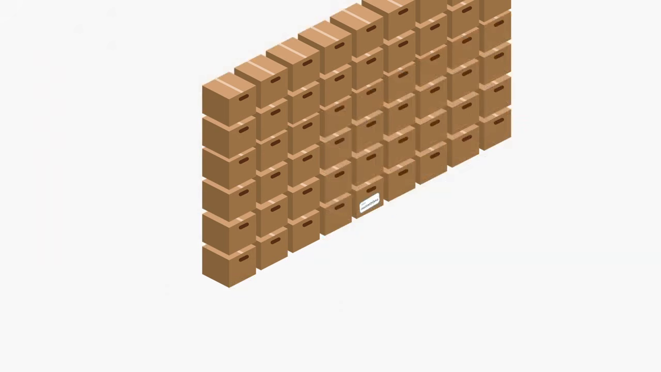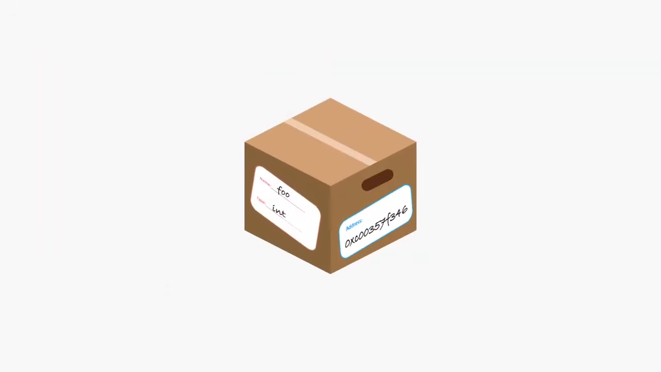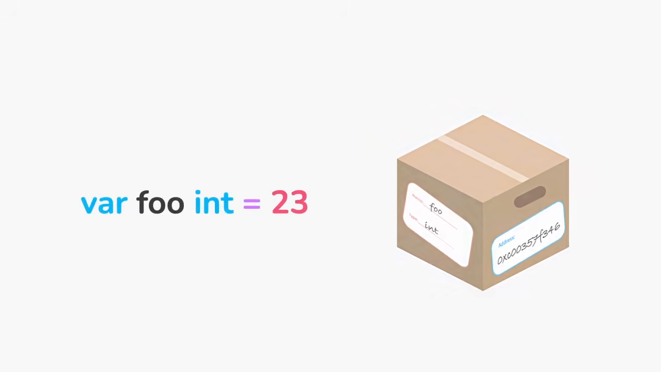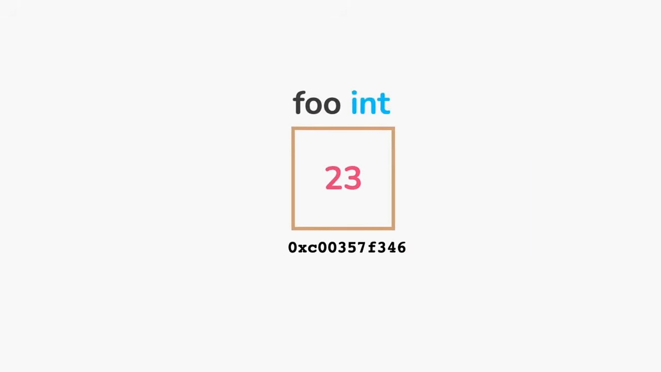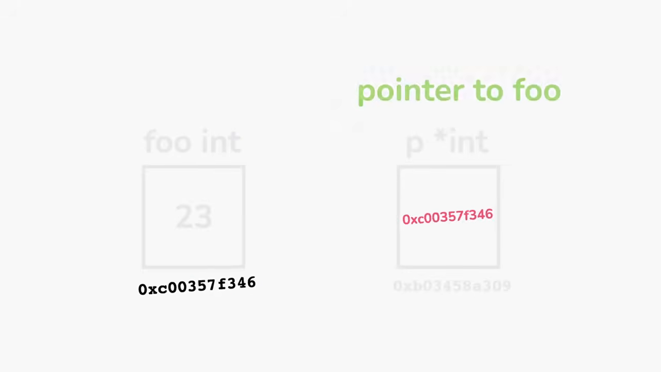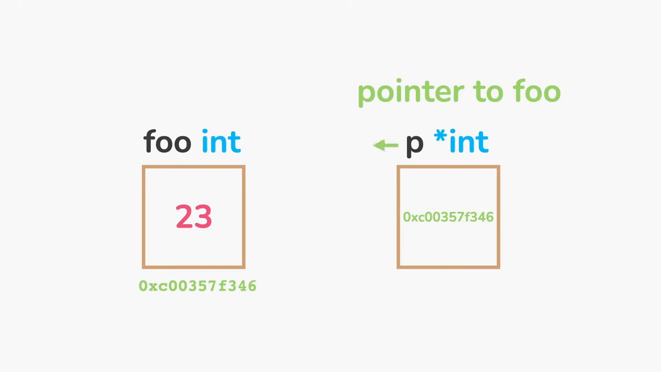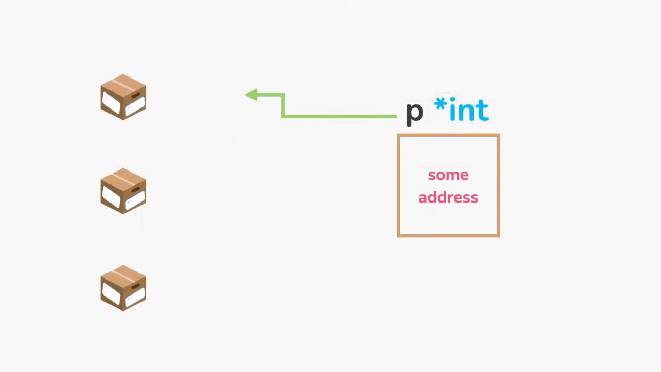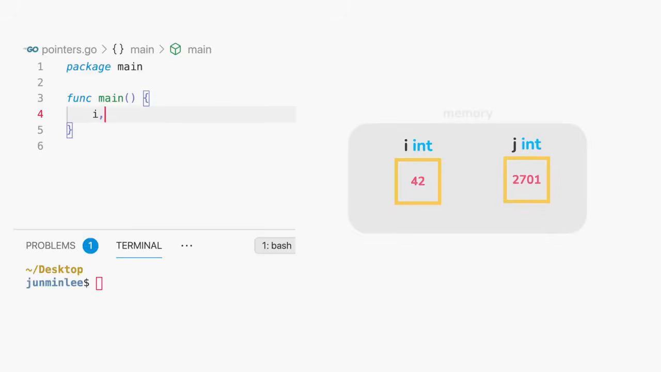As we declare an int with the name foo and value 23, this is how it would look like. Can you see how the new variable is given an address? This address is the value of the pointer that points to foo. And if we change the value of a pointer, we can also make it point to different things. I'll explain in more detail with the Tour of Go example code.